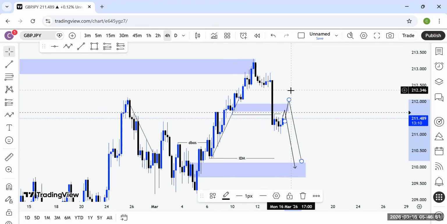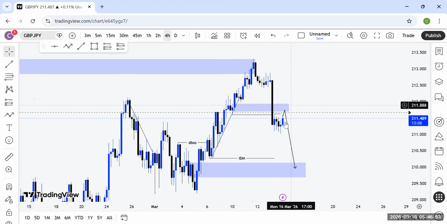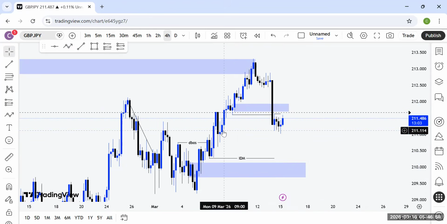Why at that high time frame POI? To get your confirmation entry for a sell to the downside. And that is what I'm waiting for on GBP. I'm going to look for more sells.